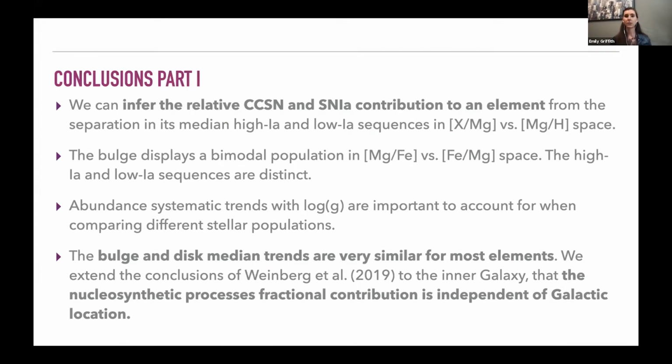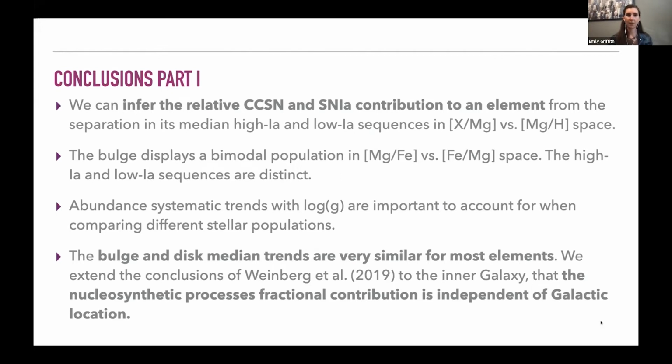We saw that the bulge and the disk trends were very similar for almost all of the elements in APOGEE, which suggests that the nucleosynthetic processes are fractionally contributing the same throughout the galactic disk and the inner galaxy, and that it's independent of galactic location.